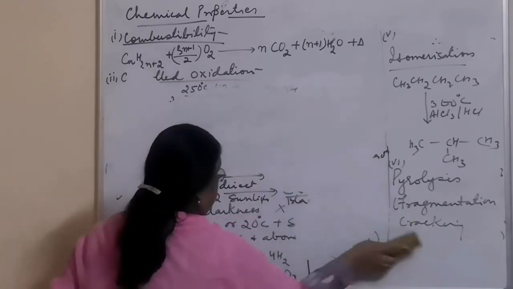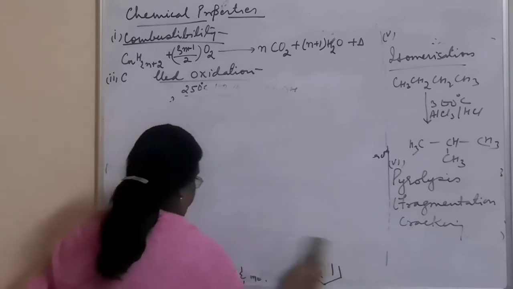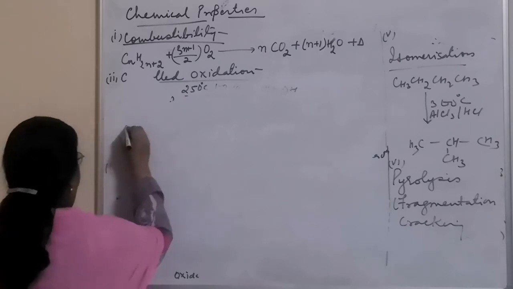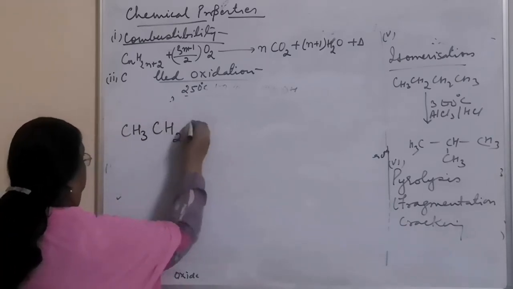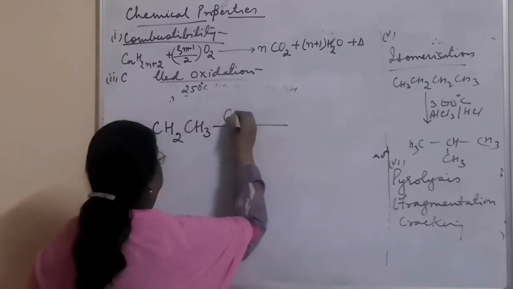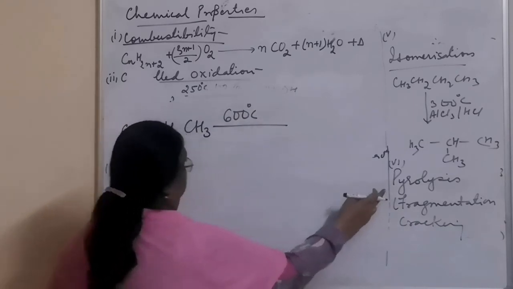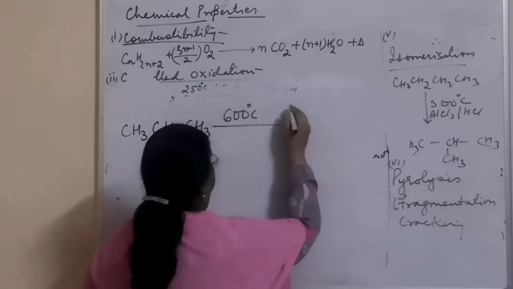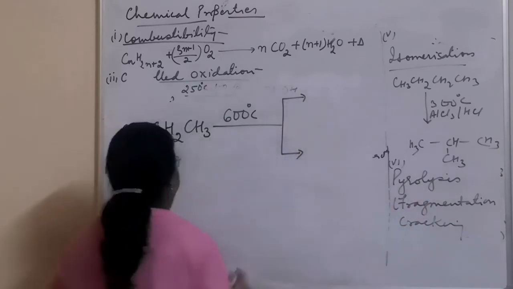Pyrolysis is also called fragmentation or cracking. So in pyrolysis, if I take the example of propane and it is heated to 600 degrees, pyrolysis means breaking by means of heating. So there will be 2 reactions.